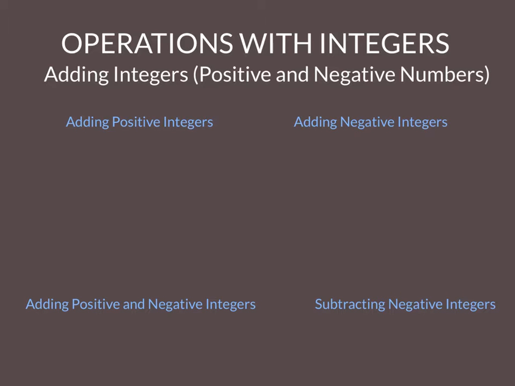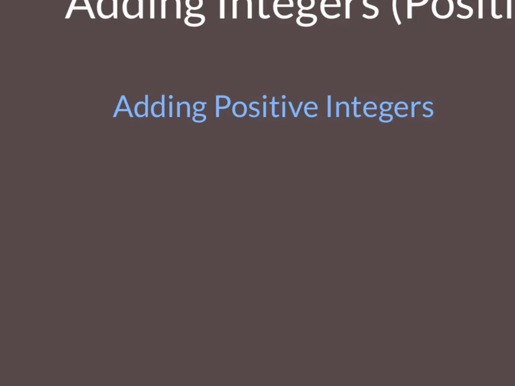So let's just hop over to adding positive integers. Now let's just do something simple. Let's say I've got 3 plus 7. If I've got 3 plus 7, we can do that pretty much in our heads, and that's going to be the same thing as me writing 10.